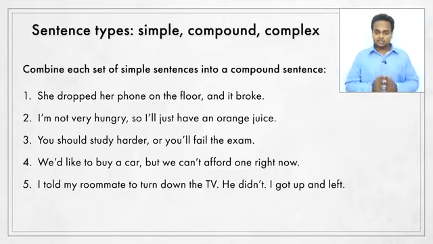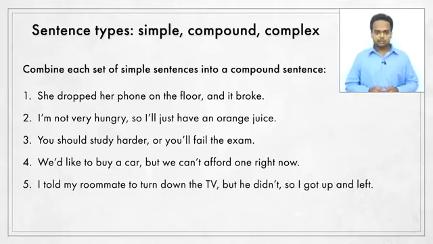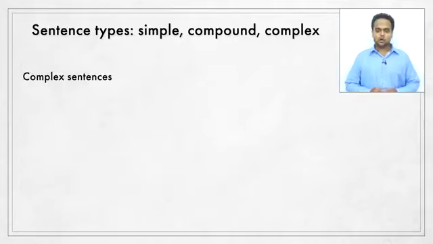And number 5 is a little tricky because there are 3 simple sentences or 3 independent clauses, but we can connect them using coordinating conjunctions. I told my roommate to turn down the TV, but he didn't, so I got up and left. How many did you get right? All right, let's now move on and talk about complex sentences.